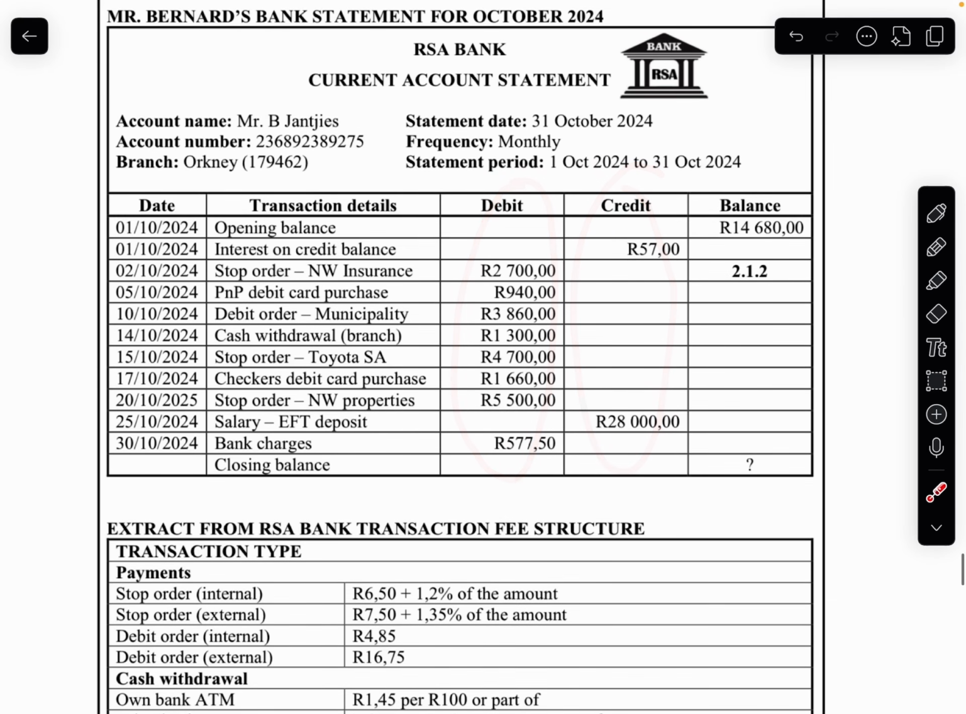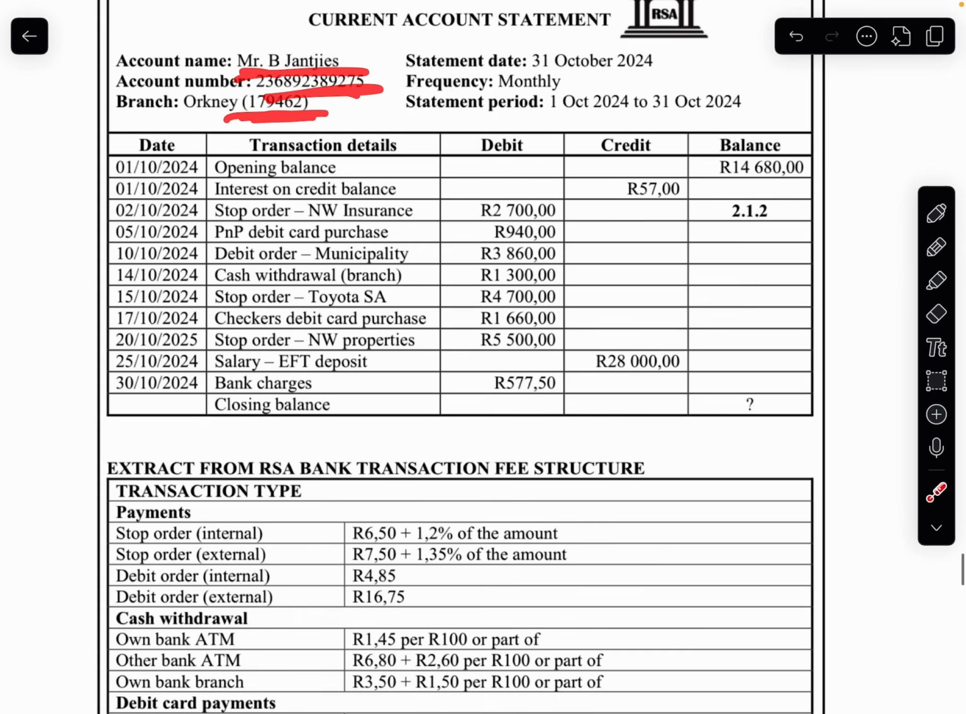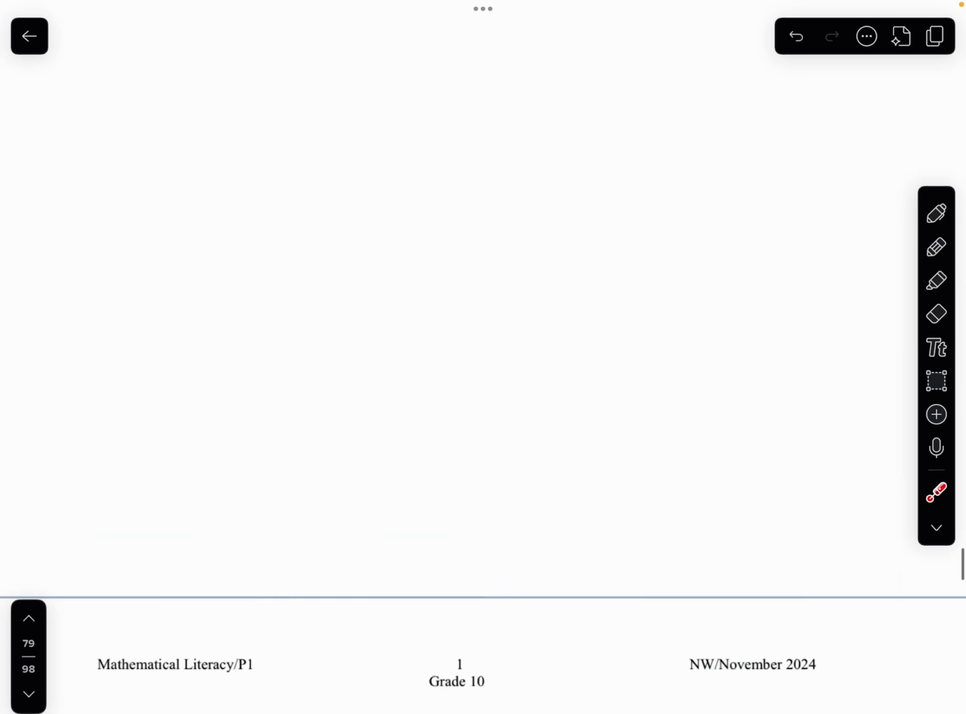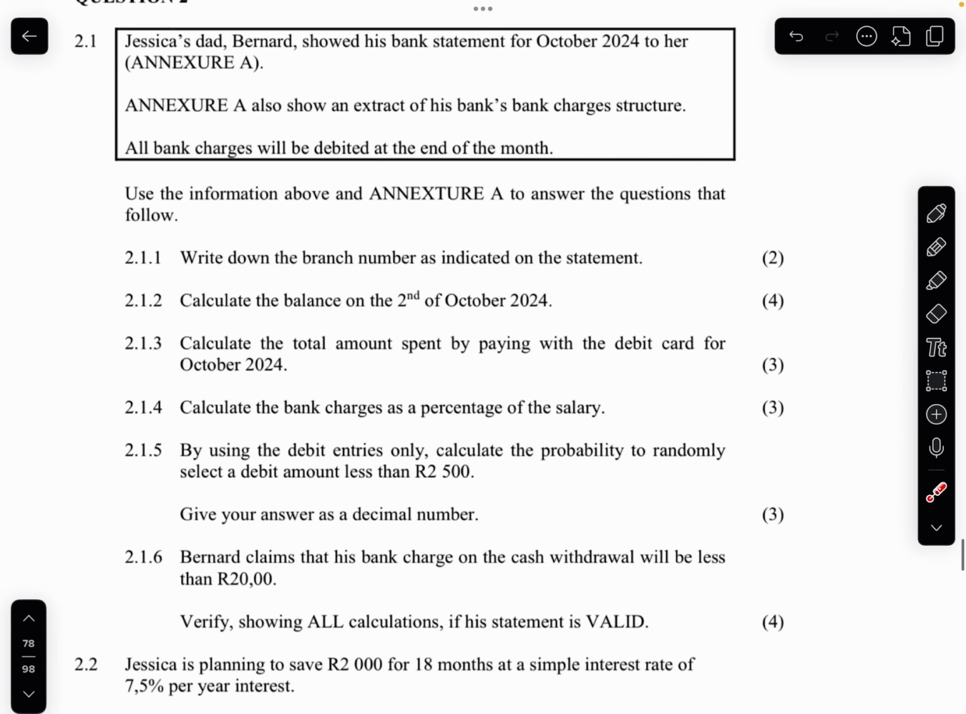And this is the period of October. It's a monthly statement. This is the branch, the account number, the name of the person. And these are the charges for the bank. These are the charges for the bank for payments, the stop order, debit order, withdrawals, and so forth and so forth. Guys, let's go and answer the questions.